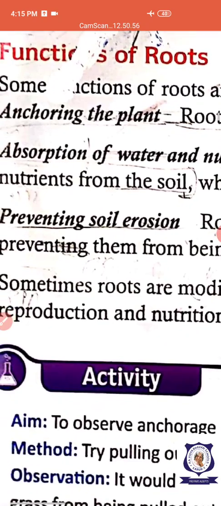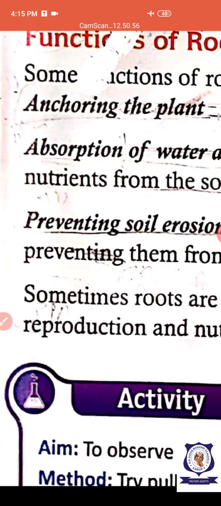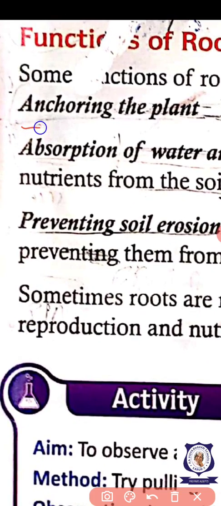So first function is the anchoring of the plant. What is called anchoring? That is fixing the plant firmly in the soil. Firmly means strongly in the soil. So it is called the anchoring of the plant. That is one of the functions of the root system.